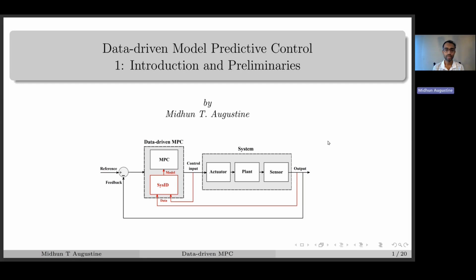This lecture series discusses the different algorithms in data-driven linear and nonlinear MPC, which focuses on their basic concepts and also the numerical implementation in MATLAB. In this first lecture, we give a brief introduction to data-driven MPC, which is then followed by a discussion on the preliminary concepts from modern control theory.